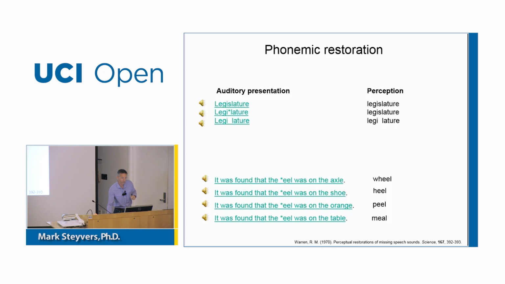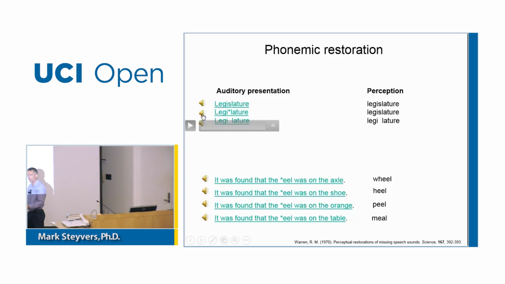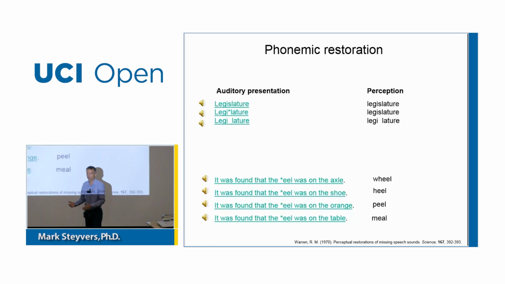Legislature. Oh, sorry, that was the wrong one. That's confusing. Legislature. Do you hear the S? Oops. Legislature. So that's remarkable, right? The S is actually not in the raw signal. It's simply not there. It was replaced by noise. But you might be hearing it, and for some people that effect is stronger than others.